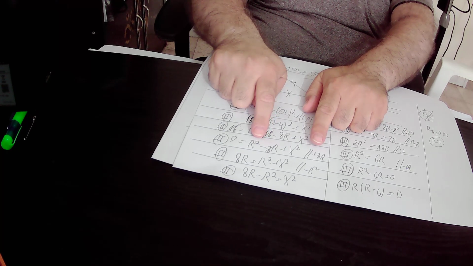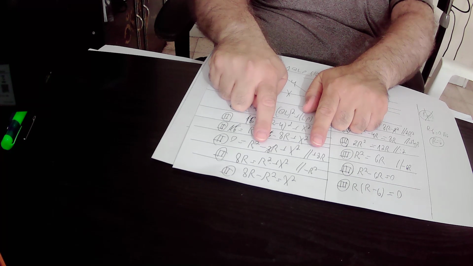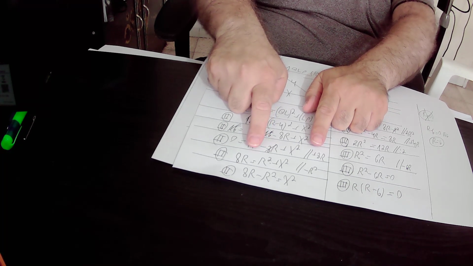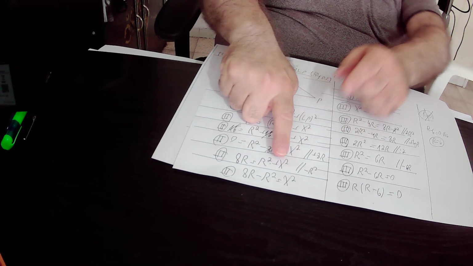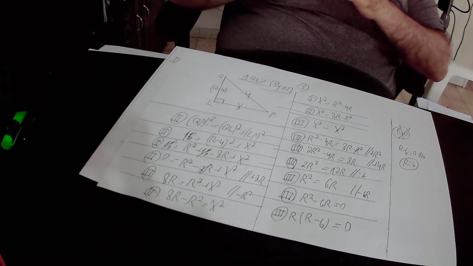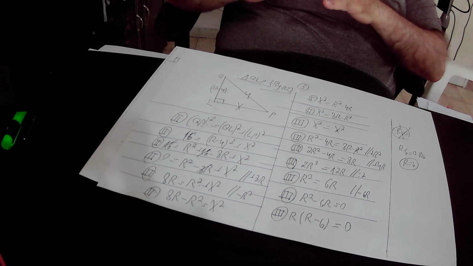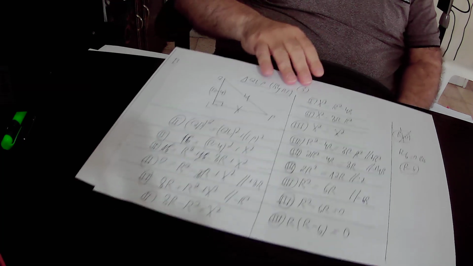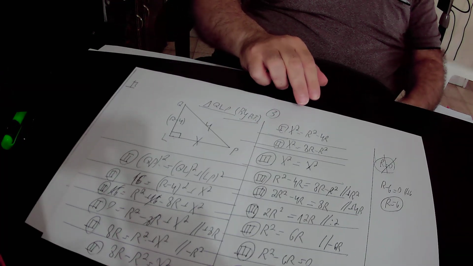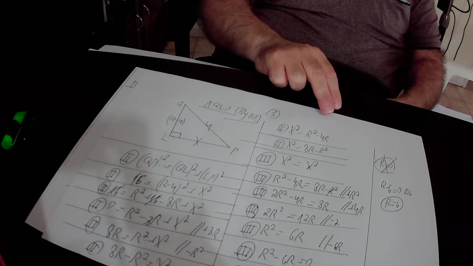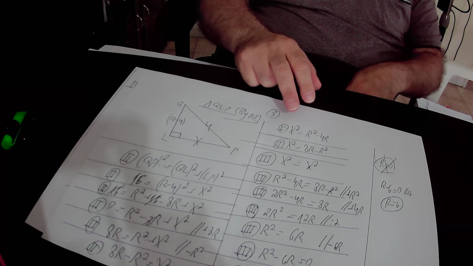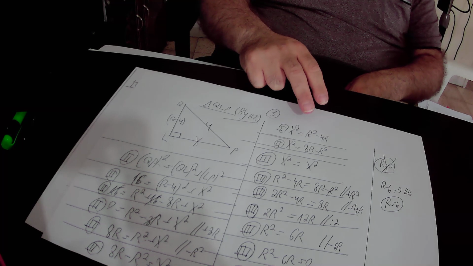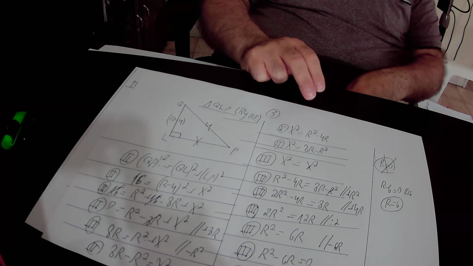Here we subtracted R square from equation number 2, and we found out that according to equation number 2, 8R minus R square equals X square. So here we have two different expressions for X square. According to equation number 1, X square equals R square minus 4R, while according to equation number 2, X square equals 8R minus R square.